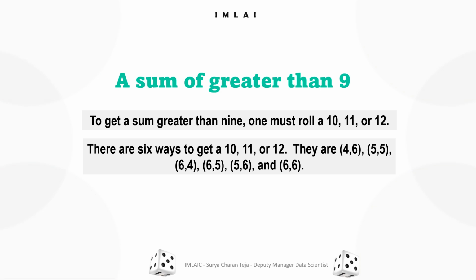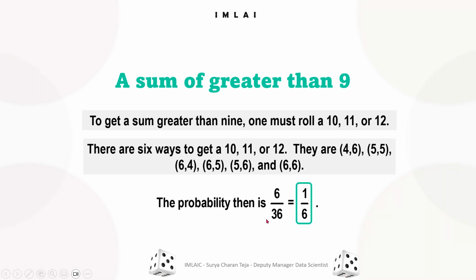So there are 6 ways to get a 10, 11 or 12. They are 4 6, 5 5, 6 4, 6 5, 5 6, and for 12 there is only one way, 6 6. So total 6 divided by 36, and what we got is 1 divided by 6. That's our probability of getting a sum of greater than 9.